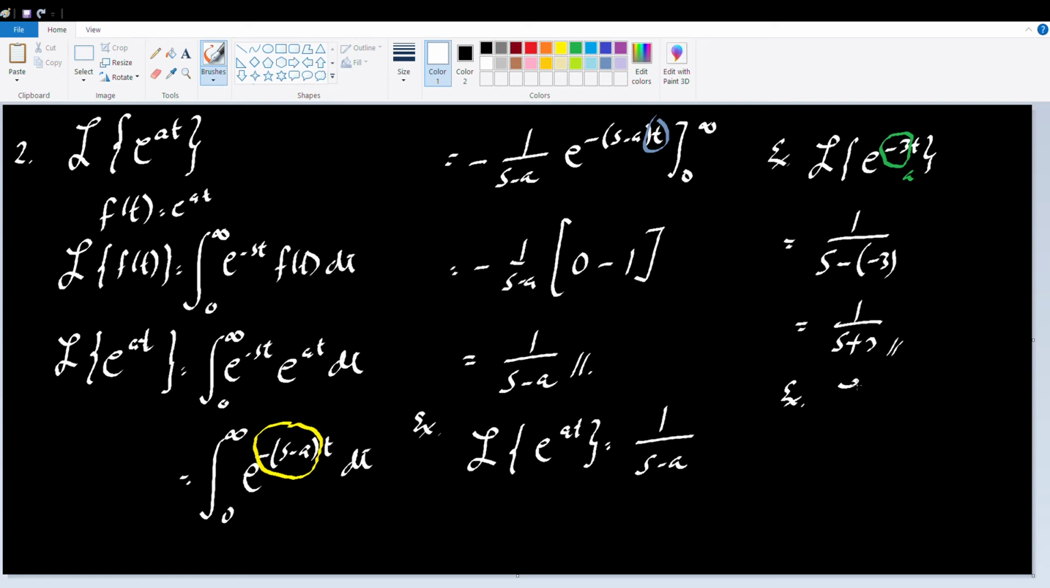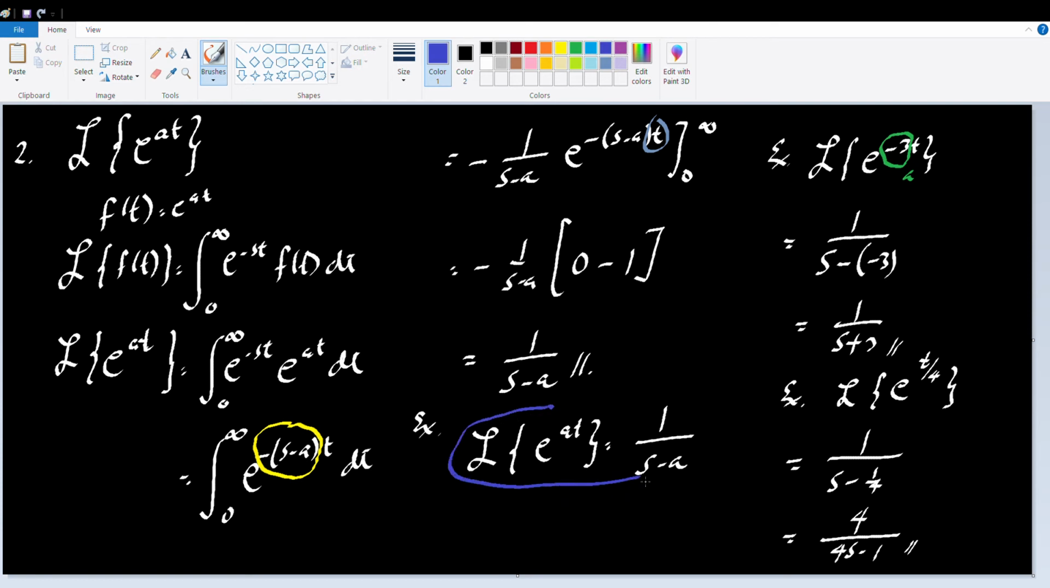Another example, the Laplace transform of e raised to t all over 4. So that will be equal to 1 over s minus 1/4. Or we can write this as 4 over 4s minus 1, since the 4 will eventually go up in the numerator. Okay? So, remember that the Laplace transform of e to the at is 1 over s minus a.